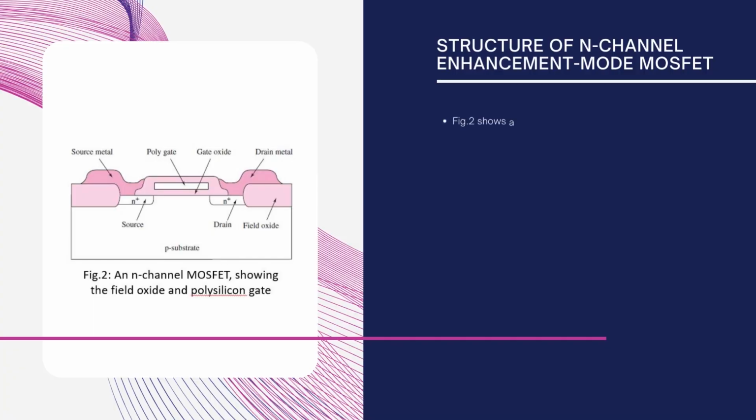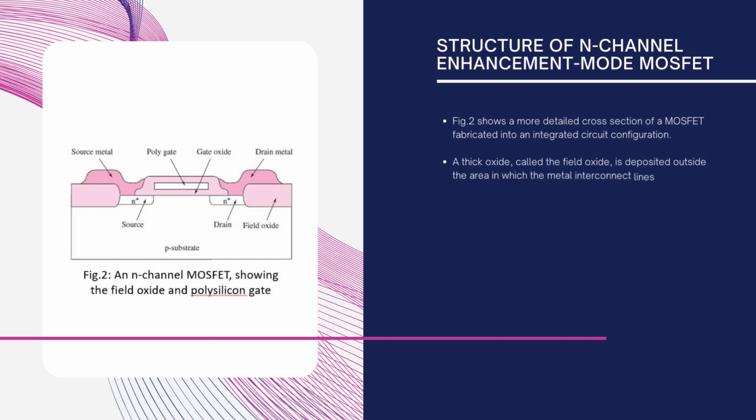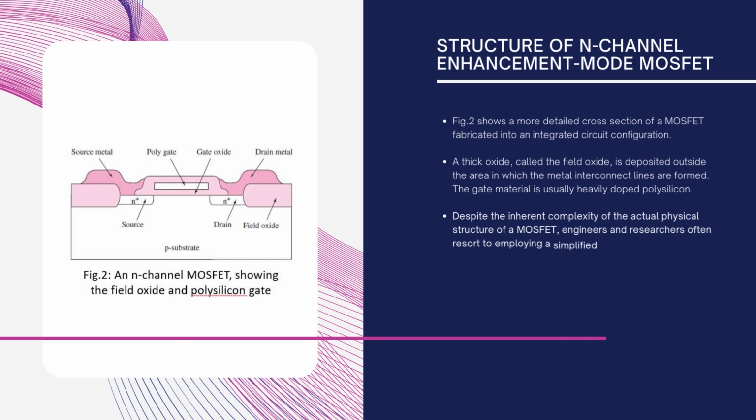Figure 2 shows a more detailed cross section of a MOSFET fabricated in an integrated circuit configuration. A thick oxide called the field oxide is deposited outside the area in which the metal interconnect lines are formed. The gate material is usually heavily doped polysilicon. So, here we see an N-channel MOSFET showing the field oxide and the polysilicon gate.